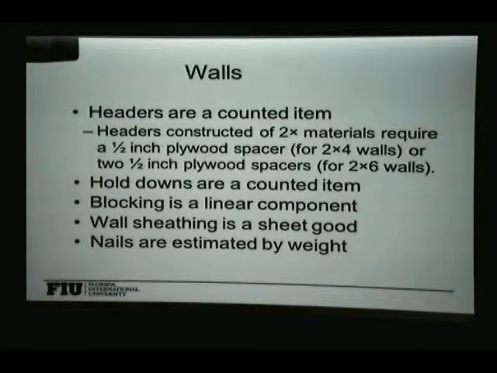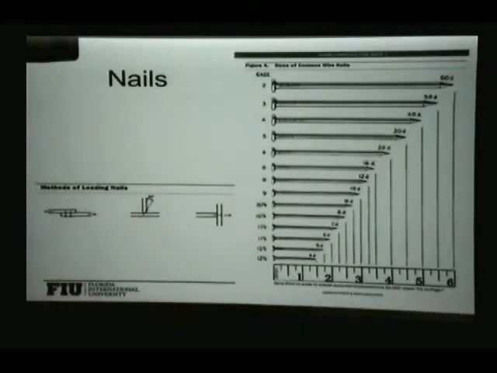You have headers, those are counted items. You have blocking, which is linear components. Sheeting is normally area measured. Then nails and those kinds of things are estimated by weight and by experience. Also, there are some tables that tell you how many nails you need to put together a wall, for different types of nails.